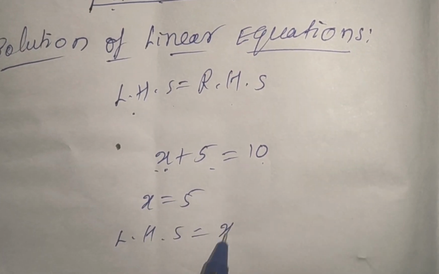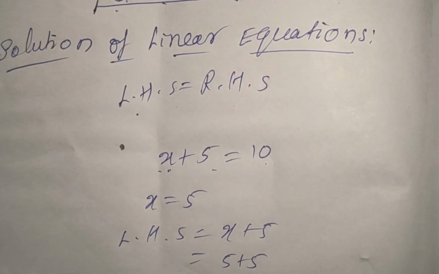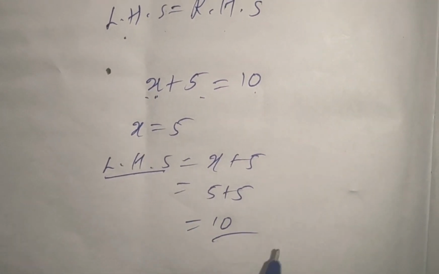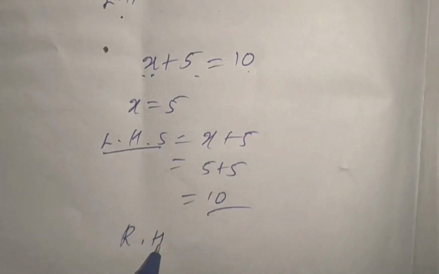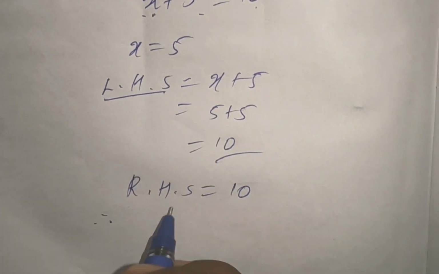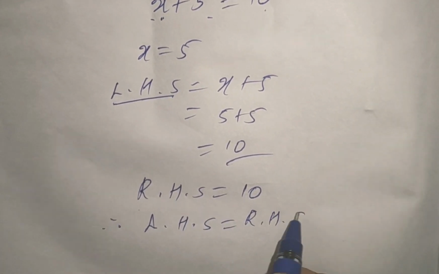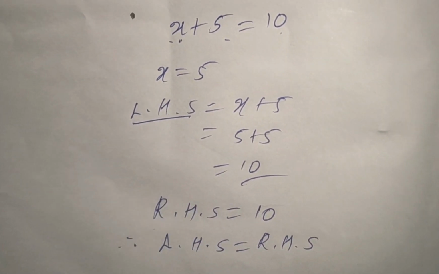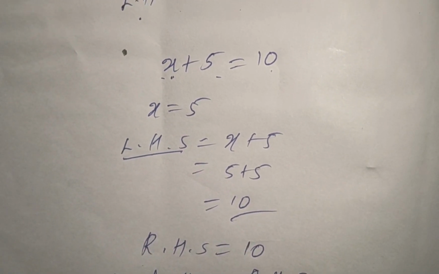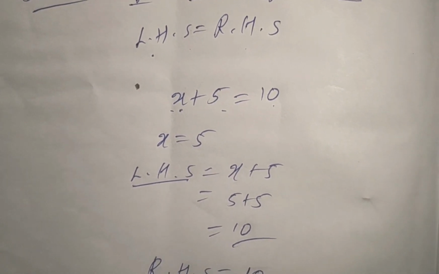LHS is equal to x plus 5. The next value is 5. 5 plus 5 is 10. Sorry, LHS is 10. And what is there in the RHS? RHS is also 10. That means by this we can understand LHS equals RHS. Therefore, the value of this x is 5. This is a very simple method, but this is helpful for simple examples, not for complicated examples.